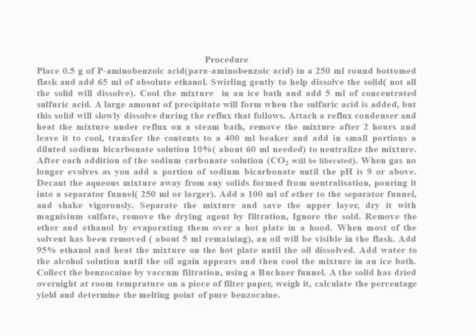The procedure includes putting 0.5 gram of para-amino benzoic acid in a 250 ml round bottom flask and adding 65 ml of absolute ethanol. Shake it gently to help the solvation of the solid. We can see after the shaking process, not all the solid has dissolved.